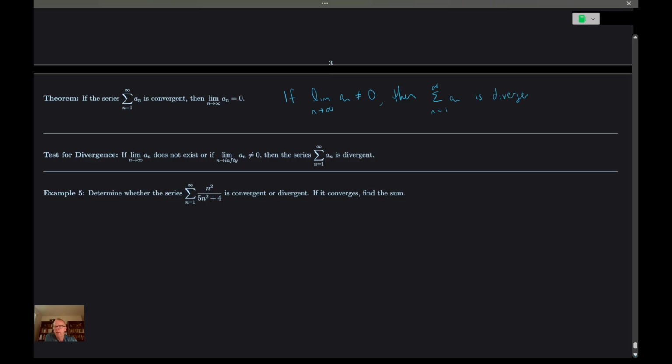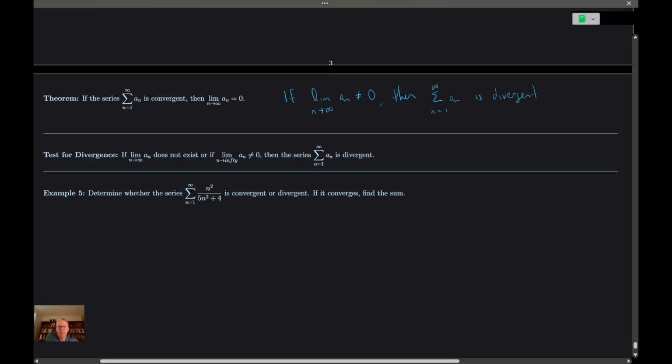So that's the more useful way to think about this, because normally we want to know if it's convergent. We don't know that ahead of time, but we might know this ahead of time. So this is probably the more useful way to phrase it. If you look at the terms and they don't go to 0, then you know it's divergent. Now, it's not necessarily true that if the limit goes to 0, then the series is convergent. That is not necessarily true.